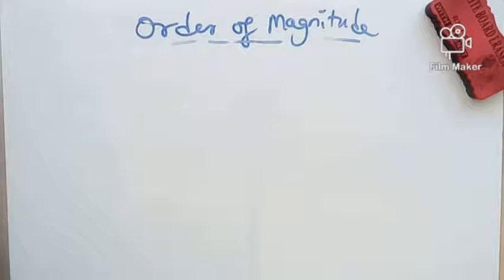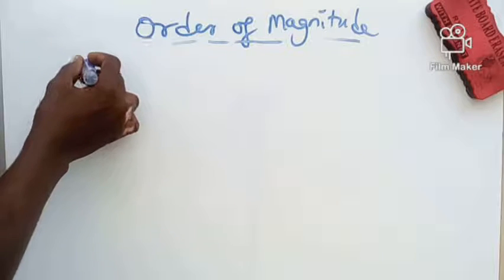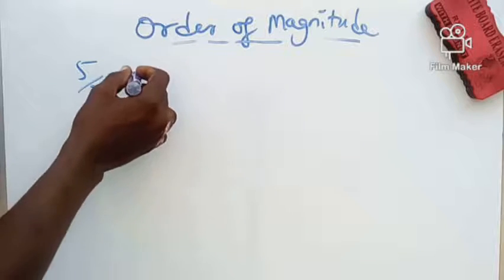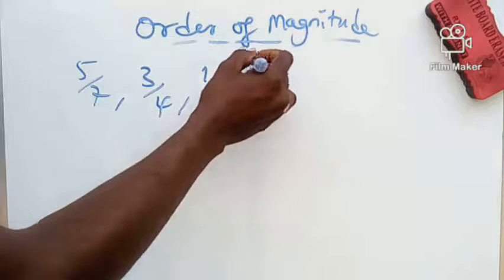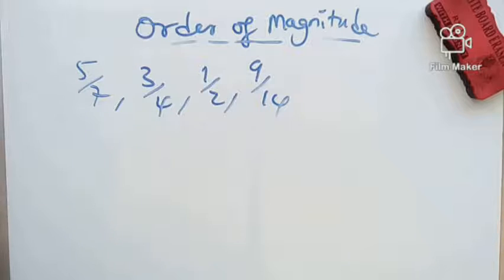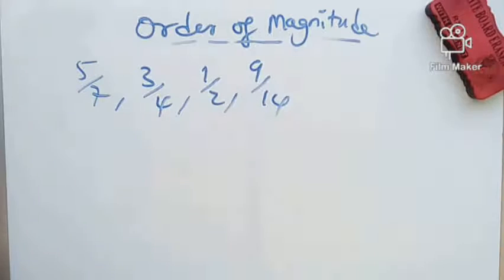So let's take another example to solidify our understanding of ascending and descending order of fractions. Let's say we have these fractions: 5 over 7, 3 over 4, 1 over 2, and 9 over 14. The question says, arrange these fractions in ascending order and in descending order. How do you solve that problem? To arrange these fractions in ascending and descending order, we need to know which fraction is the highest and which is the lowest.